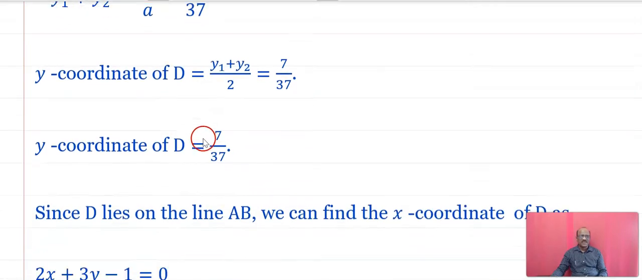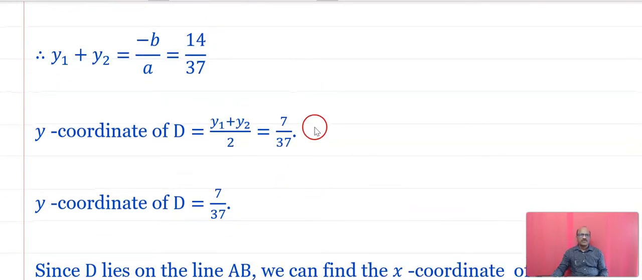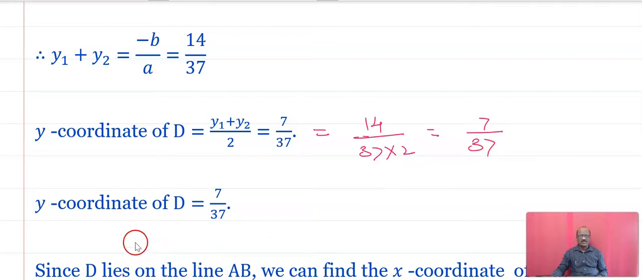It's clear. Therefore, the y coordinate of D is, we know here, y1 plus y2, which is 14 upon 37 into again 2, and overall you will get 7 upon 37. The y coordinate of D is 7 upon 37.